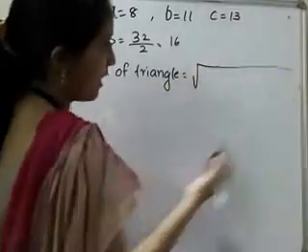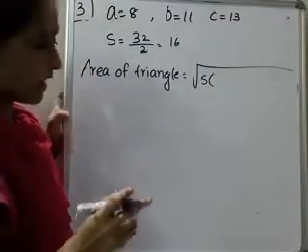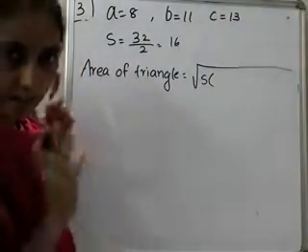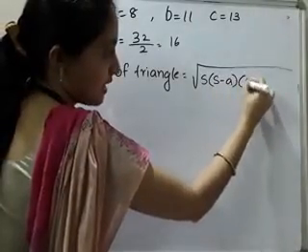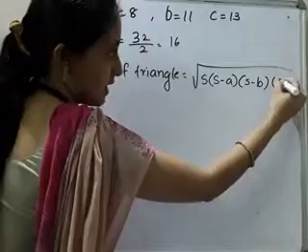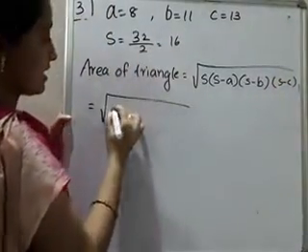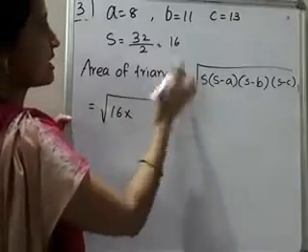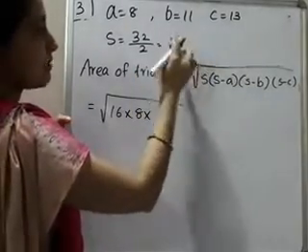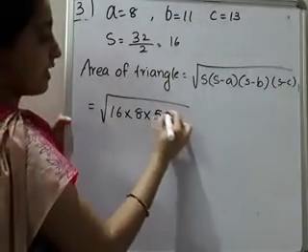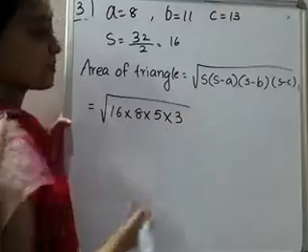Root of S into L. Every equation or every question, you have to write the formula. Okay: S minus A into S minus B into S minus C. That is equal to, what is here? 16 into S minus A, 16 minus 8, that is 8, into S minus B, 16 minus 11, that is 5, into S minus C, 16 minus 13, that is 3.